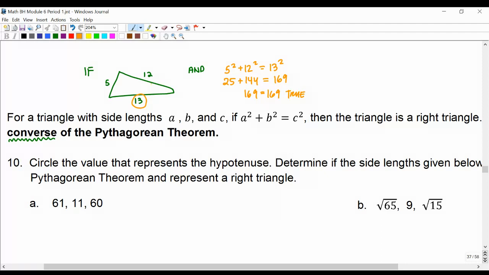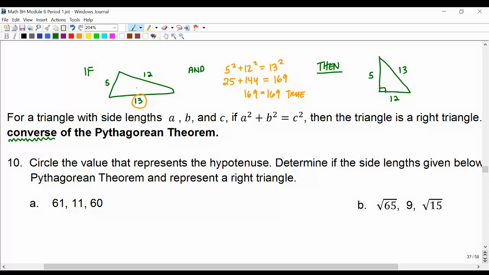If I have these sides and it tests out in the Pythagorean theorem, then I can make a more accurate sketch and say that this is a right triangle. This angle is a 90-degree angle.